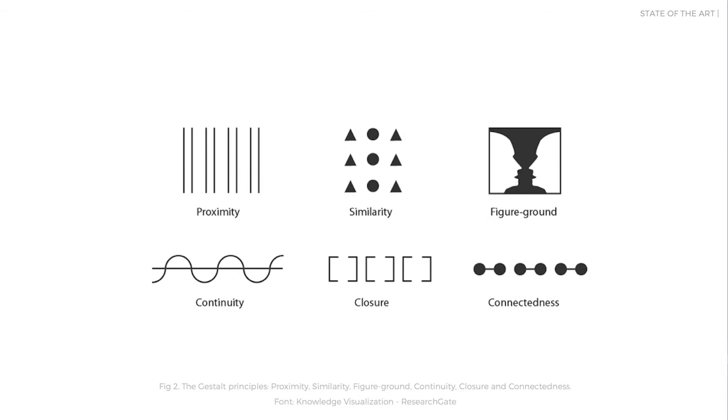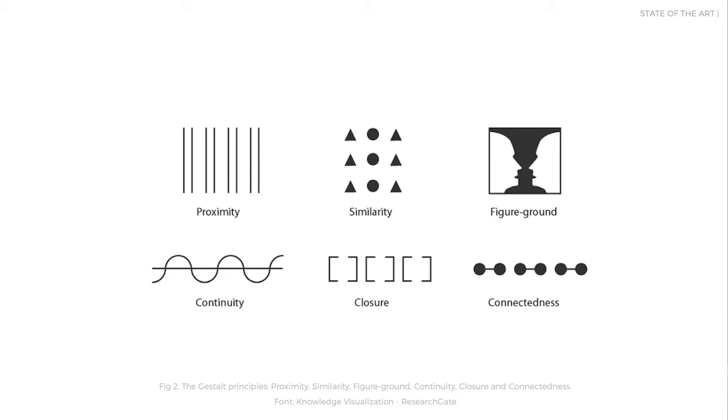Some of the Gestalt principles are, for example, proximity, which states that nearby objects appear to be more related than more distant objects. Similarity, which holds that when objects appear similar, the tendency is to deduce that they have the same function. Figure ground states that humans can only focus on a single plane at a time.